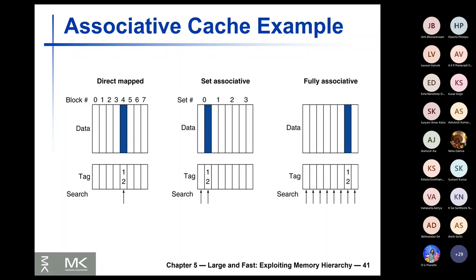And I compared these different schemes with the schemes of students sitting in an exam hall. In a direct map cache, the exact roll number of the student is mentioned, and the student has no option but to go and sit there.